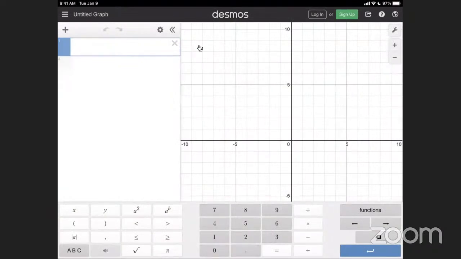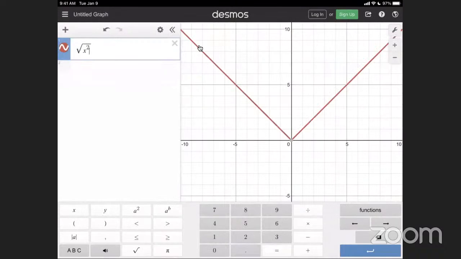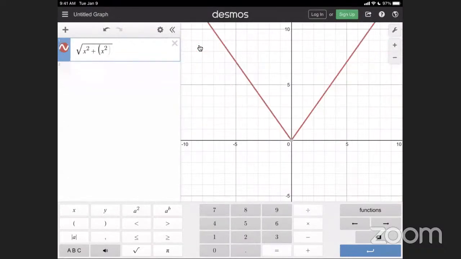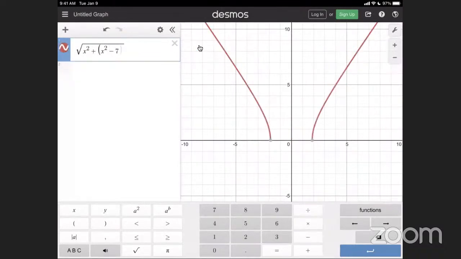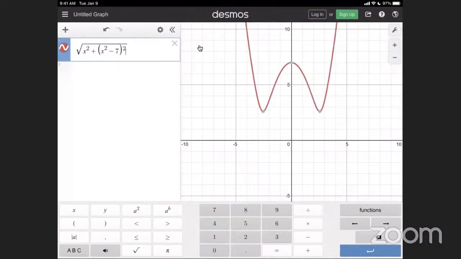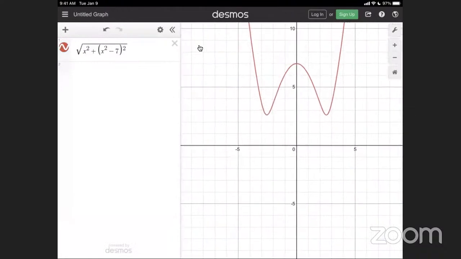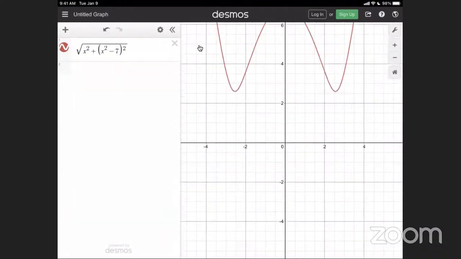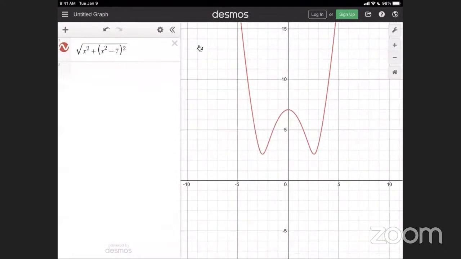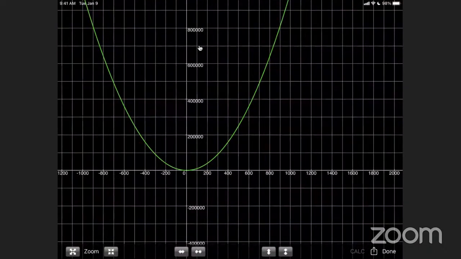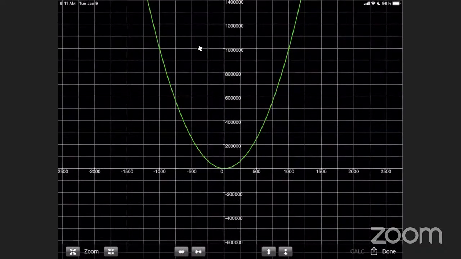So it's the square root of X squared plus parentheses x squared minus 7 parentheses squared. Yeah, that looks more like it. Mm-hmm. That looks more like it. I don't know what I did wrong with this one, punching it in, but I must have done something wrong.